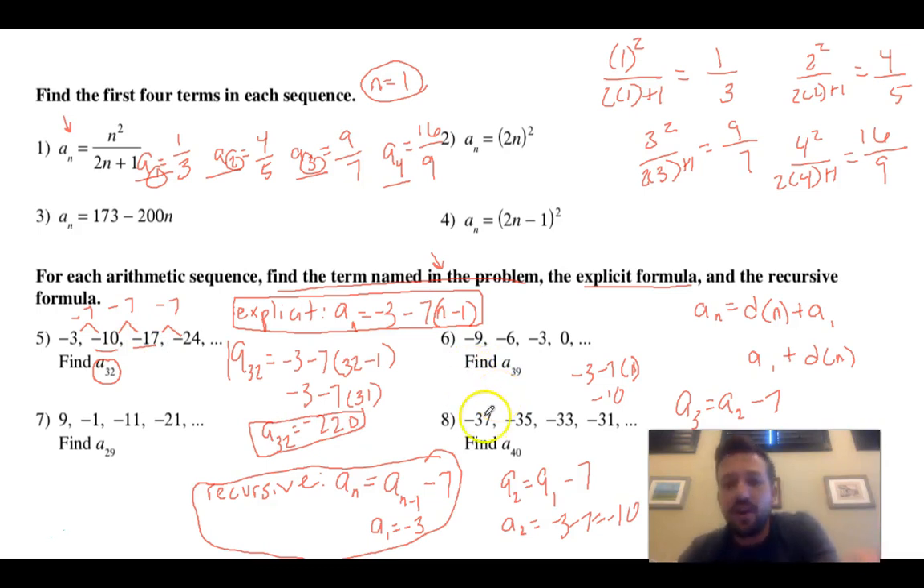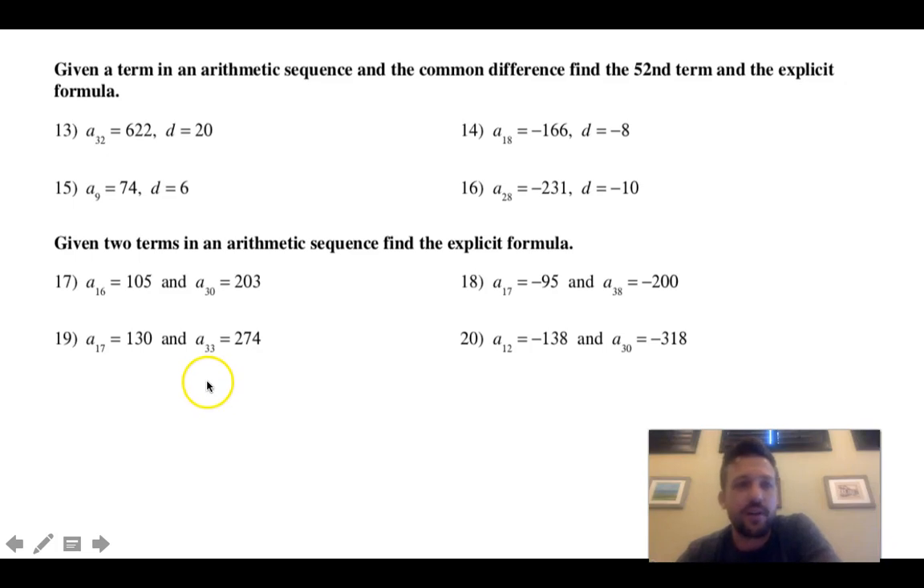The setup for it would be a sub n equals a sub n minus 1 plus the common difference, okay? And that's how you do it. Very easy. You're going to do the other three just like that, okay? And I got a few more here. We'll just do two more examples, then we'll be done, okay? So let me bring up my pen for this one.